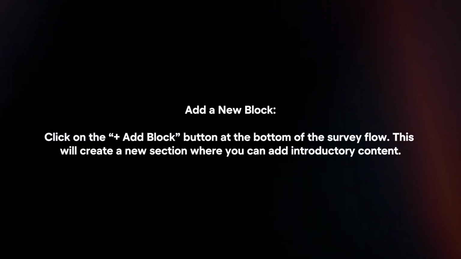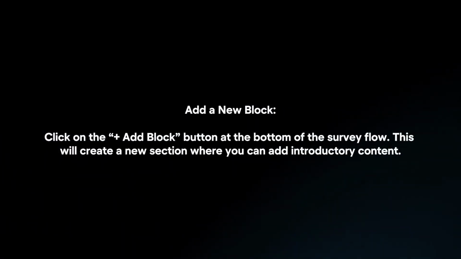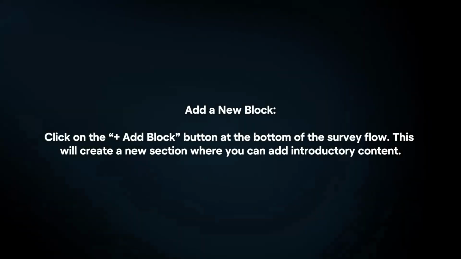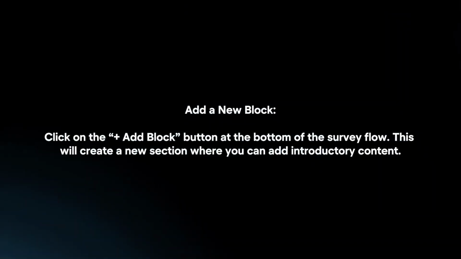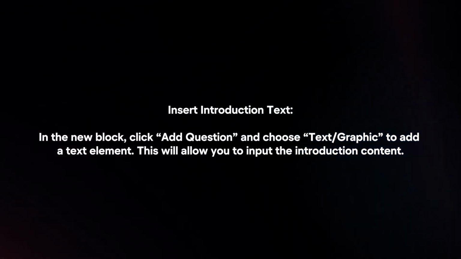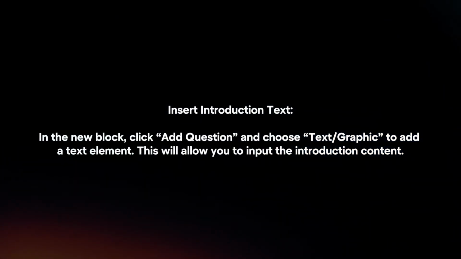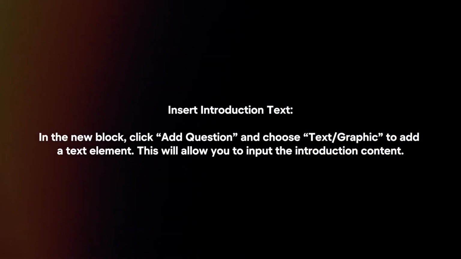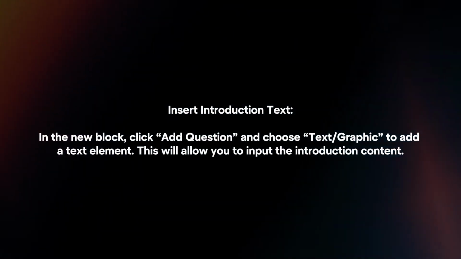Add a new block. Click on the plus add block button at the bottom of the survey flow. This will create a new section where you can add introductory content. Insert introduction text. In the new block, click Add Question and choose Text or Graphic to add a text element. This will allow you to input the introduction content.